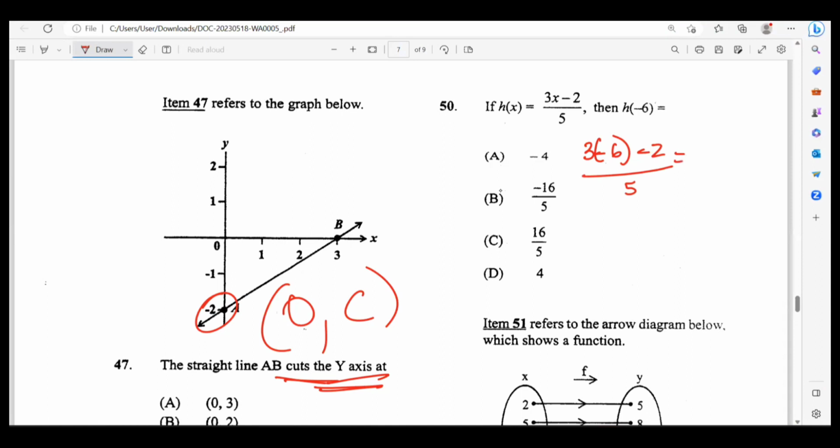And what are you looking at? 3 times -6 is -18. Take 2 out of that, divide by 5. This is -20 over 5. This is -4. Try not to error, guys. As long as you're not making any error, you shall succeed. You will be on top. So be careful.